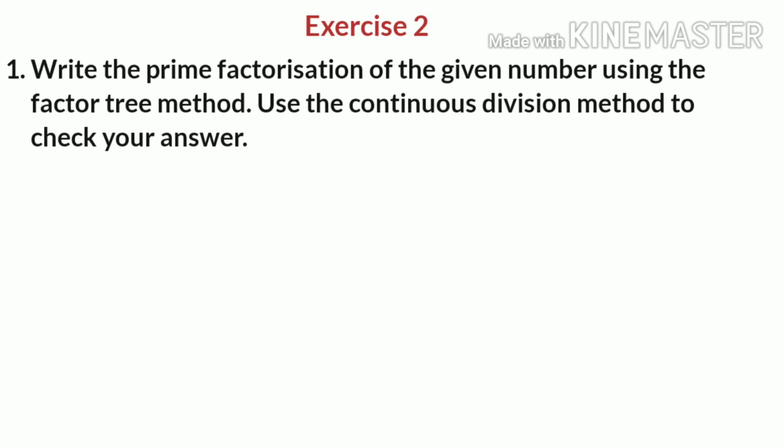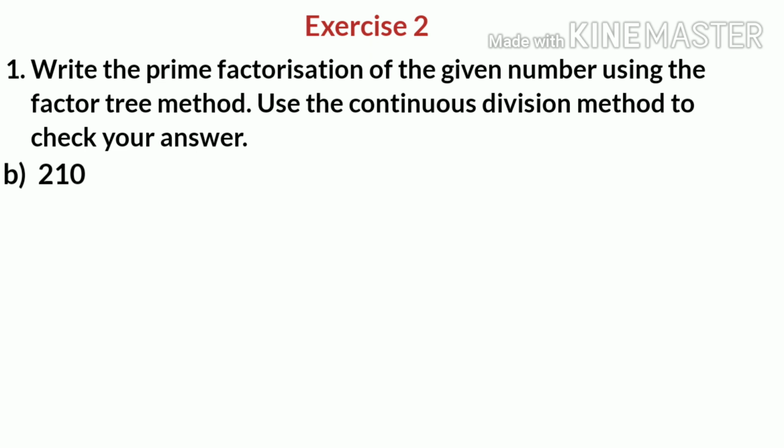Now let's solve one question from exercise 2. Question number 1. Write the prime factorization of the given number using the factor tree method. Use the continuous division method to check your answer. Number B, 210. So here, first we will find the prime factorization of 210 using the factor tree method, and then we will check our answer using continuous division method. So let's first find the prime factorization of 210 using the factor tree method.